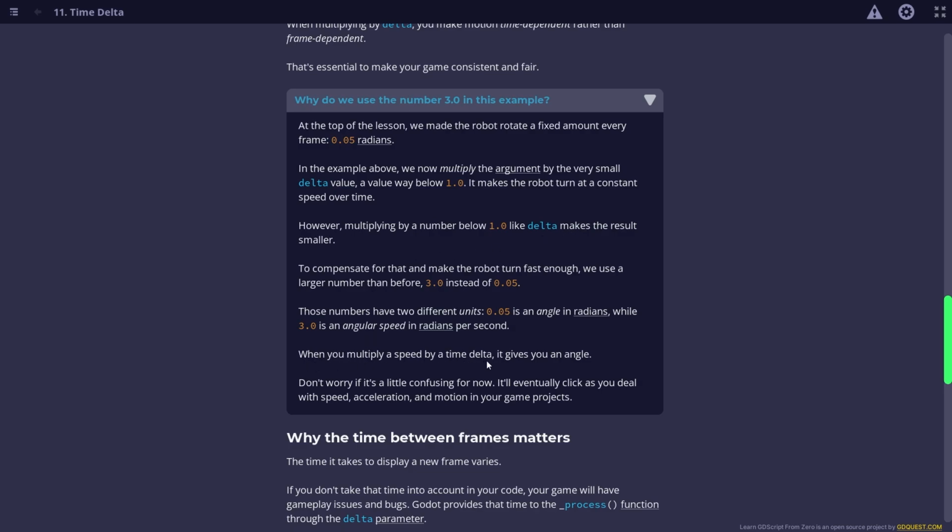Then we multiply the speed by a time delta, and it gives us an angle. Don't worry if it's a little confusing for now. It'll eventually click as we deal with speed, acceleration, and motion in our game projects.